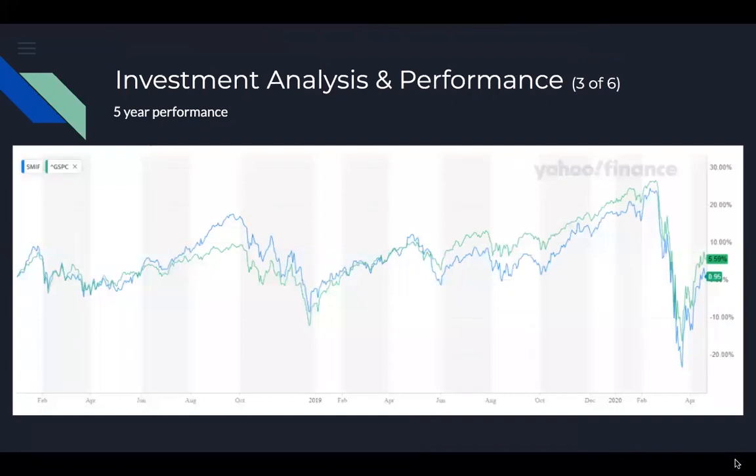This graph shows the 5-year performance, and you can see towards the end of the beginning of 2020 how the COVID-19 pandemic has affected our fund a lot in comparison to the S&P 500.